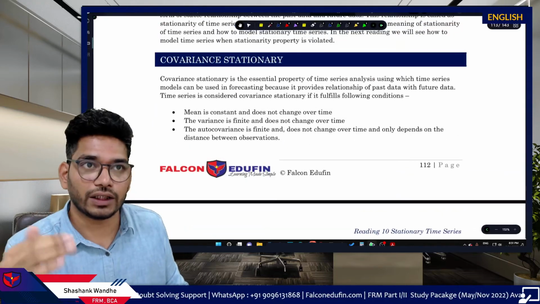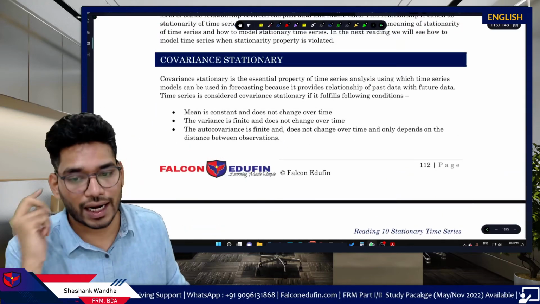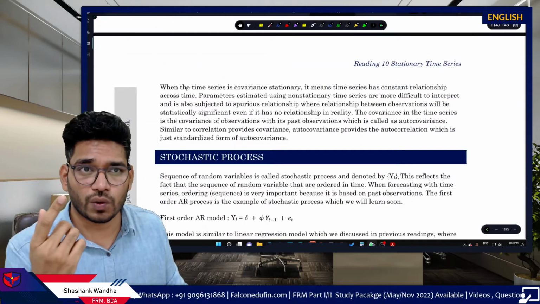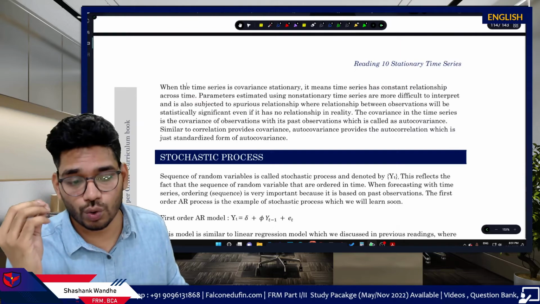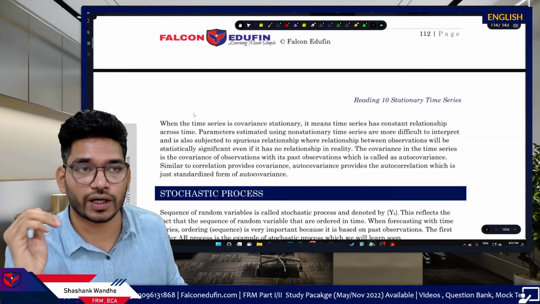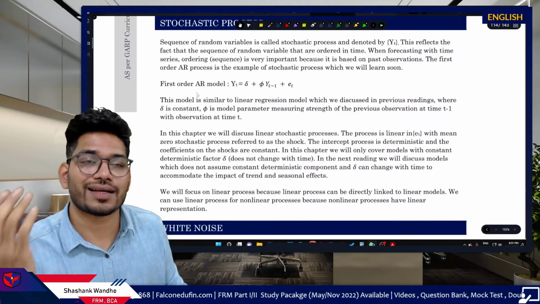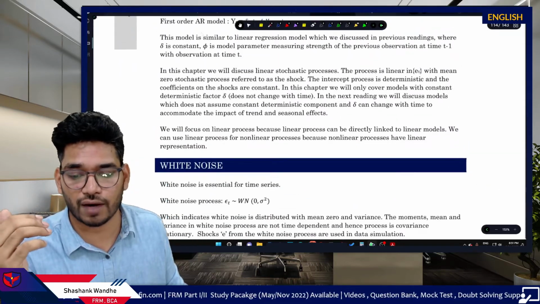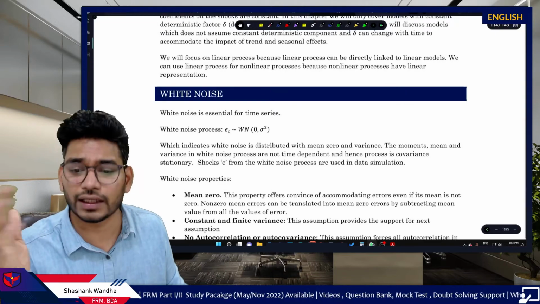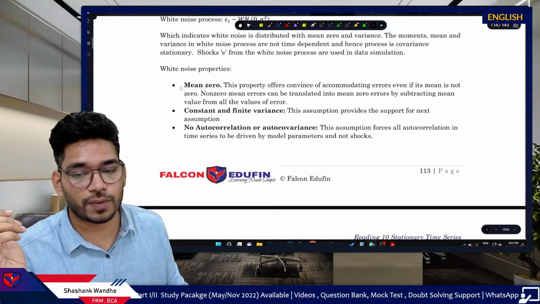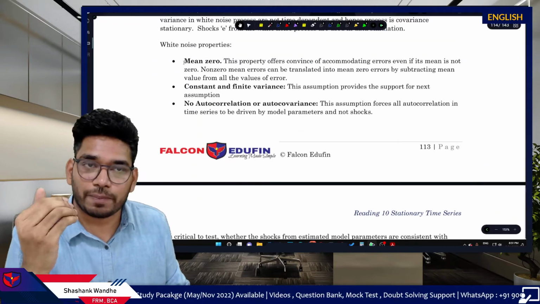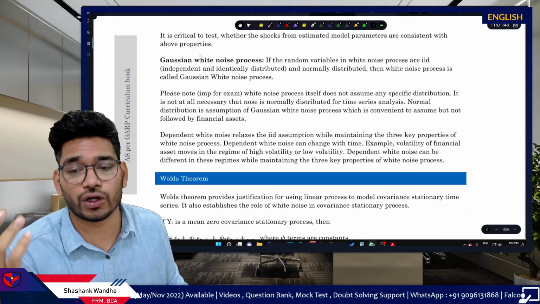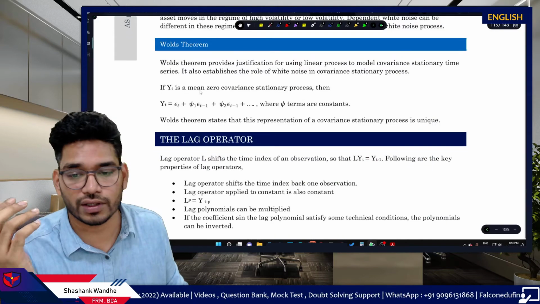And now from here, your actual discussion, the GARP style discussion, starts. That is, what is a covariance stationary time series? Again, you have to remember what is covariance stationary and what is not, and remember all the points here. The next is the stochastic process. Understand what a stochastic process is and how to model it, which is using the AR model or the MA model. Then there is the white noise process. Understand what white noise means. All these are the properties of white noise. What is Gaussian white noise and how does it differ from normal white noise.